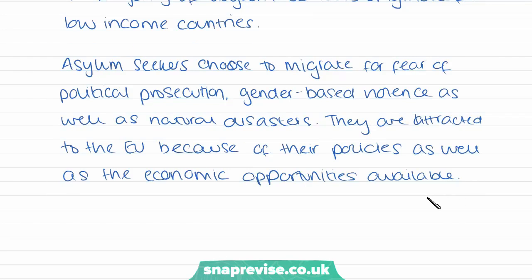Now I'm going to talk about why asylum seekers choose to move and their reasons for migration. So I said asylum seekers choose to migrate for fear of political persecution, gender-based violence, as well as natural disasters. They are attracted to the EU because of their policies as well as the economic opportunities available. So this is one of the reasons for why these asylum seeking trends are taking place.